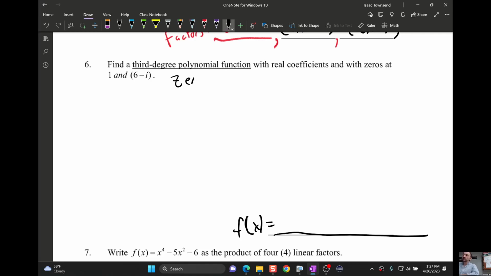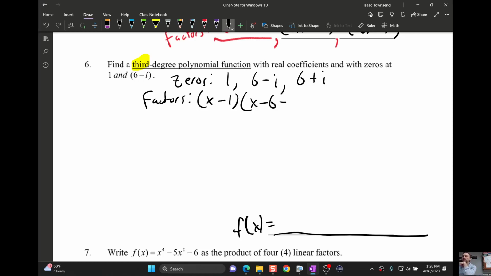If I have zeros of 1 and 6i, well, first off, how is this supposed to be a 3rd degree if there's only 2 zeros? Okay, so it's implied. I told you that you would have to know this sometimes. Imaginary zeros always come in conjugate pairs. And to change zeros into factors, you just have to do x minus the 0, because this equals 0 when x equals 1. Do the same thing here. X minus the 0, distribute the minus.